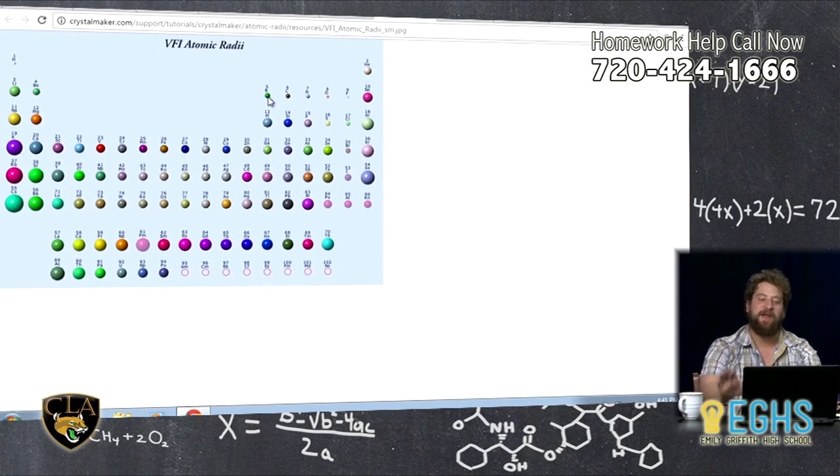And again, the periodic table is arranged in such a way that it gives us an indication of lots of these trends, not just atomic radius, but also things like electronegativity and metallic character. Things like that can be gleaned about one element compared to another just by looking at the periodic table.